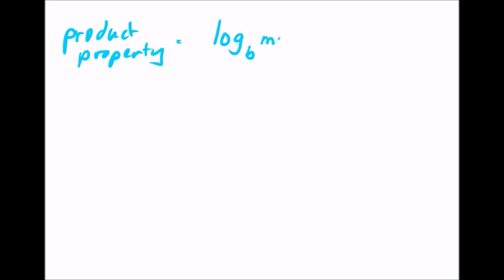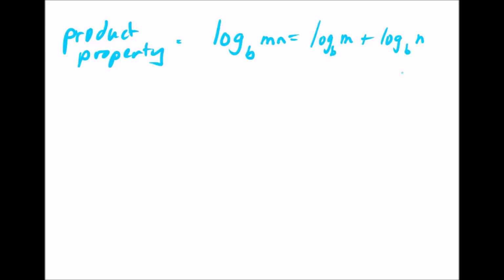There are 3 properties of logarithms that you need to know for 7.5. The first one is the product property. You're probably going to want to write these down for your notes. What that says is log base b of mn, 2 numbers being multiplied together, is equal to the log base b of m plus the log base b of n. So if it's 2 numbers multiplied together, you can separate it into addition of those 2 numbers.